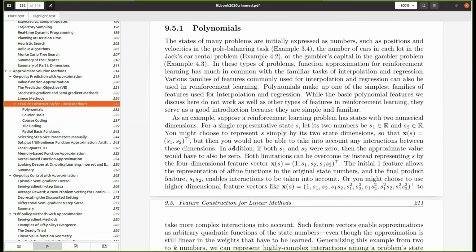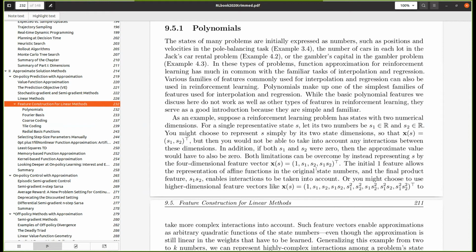But what we can do is add some combinations of states. So in polynomials, we will consider the combinations of S1 and S2 up to some power, depending on our choice of polynomial. So here, for polynomial of degree 1, we have degree 0, which is 1, and degree 1, which is S1, S2, and the product of S2 and S1.